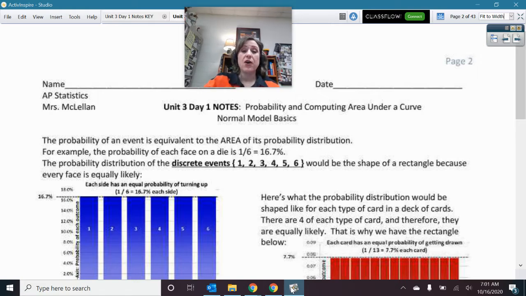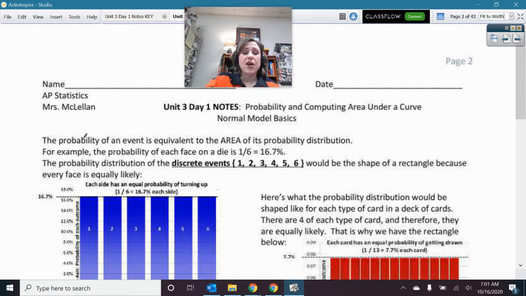Okay, so I want to walk you through the history and what's happening and where it's coming from. First, we're going to use the normal model to find the probability of events happening. When we can do that, we can talk about whether something is unusual, and why it happened. That allows us to do lots of statistical tests and draw inferences.